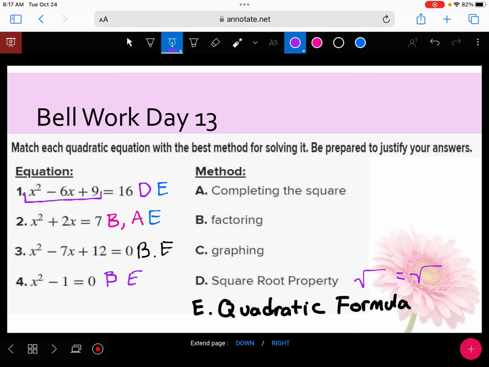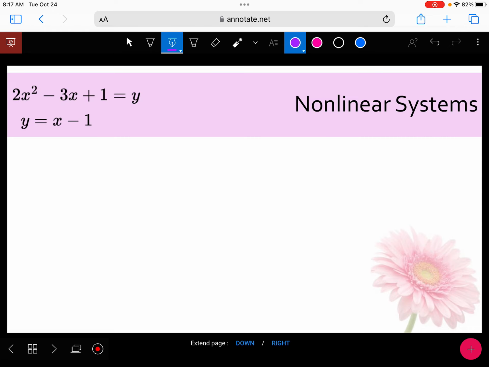Okay, so today we are going to do our last new stuff of the chapter. And it is called nonlinear systems. We've done systems of equations. It's where we took our two lines and found out where they crossed. We would do our substitution or our elimination to figure out where the two lines crossed.